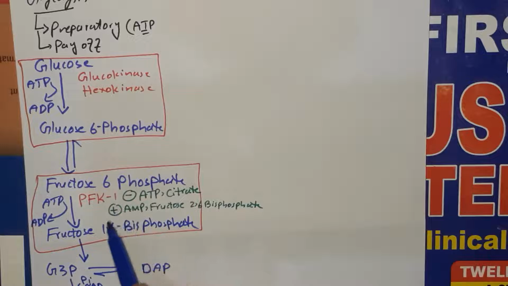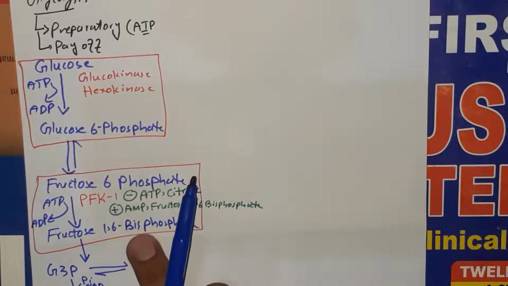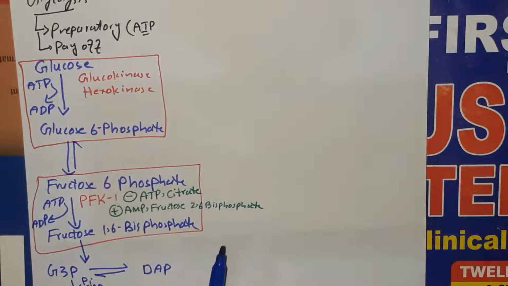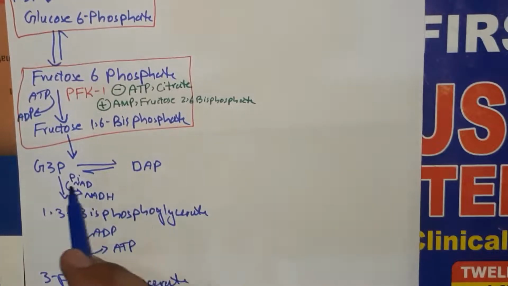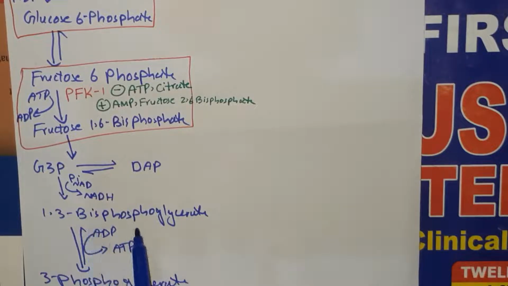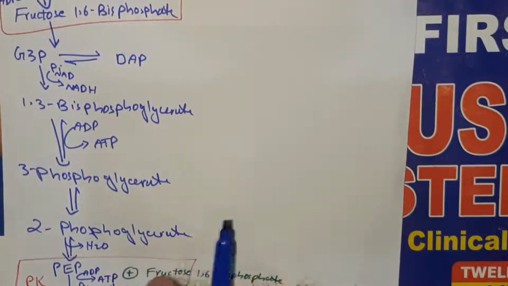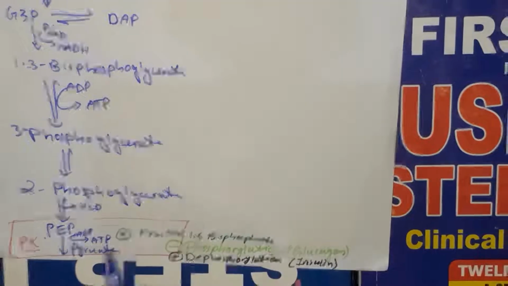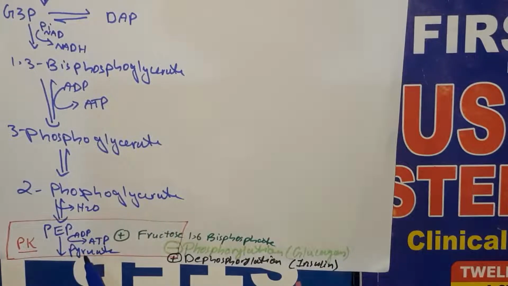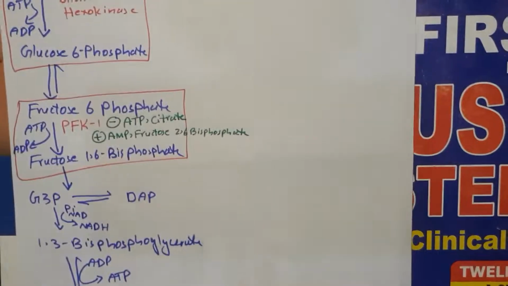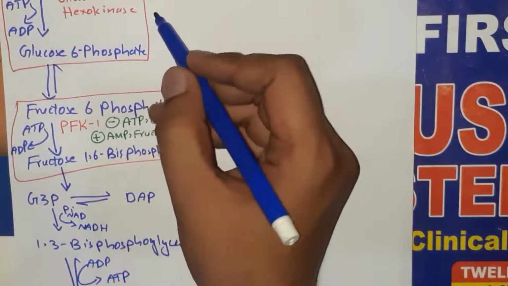Fructose 6-phosphate was converted to fructose 1,6-bisphosphate, which was cleaved into glyceraldehyde 3-phosphate and dihydroxyacetone phosphate, and these two were interconvertible. Glyceraldehyde 3-phosphate was converted into 1,3-bisphosphoglycerate, then into 3-phosphoglycerate, then into 2-phosphoglycerate, which was ultimately converted into phosphoenolpyruvate and then pyruvate. So all the reactions were reversible except three reactions, which are highlighted in red here.